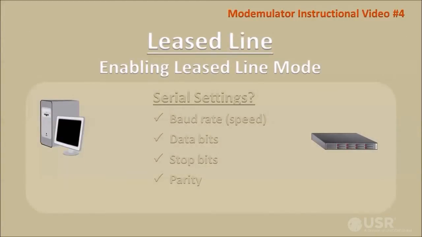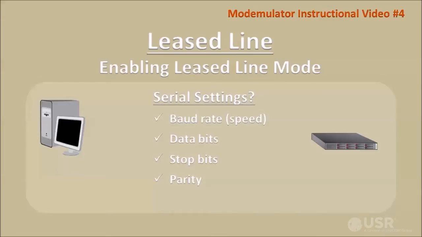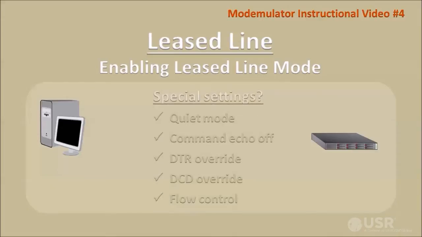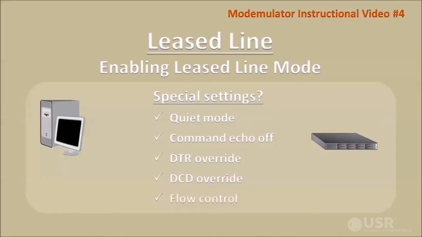The first step in setting up a Modemulator lease line application is to consult the application's documentation to determine the required serial communications settings, such as baud rate, the number of data bits, the number of stop bits, and the parity setting. Also, see if the documentation specifies any special settings that a modem must have. Some examples are quiet mode, command echo off, DTR or DCD signal override, and flow control settings. Then check the Modemulator user guide to find the commands that will configure the modemulator for those special requirements.